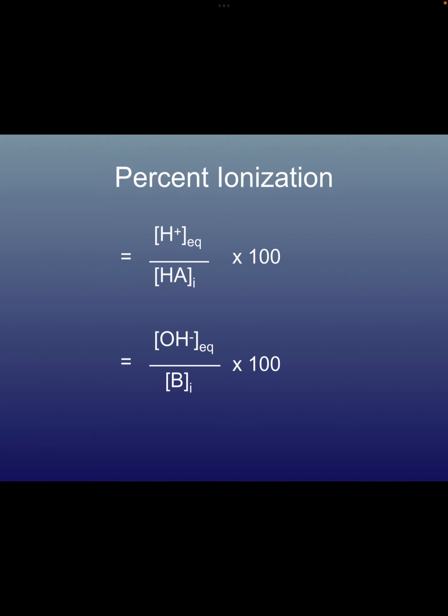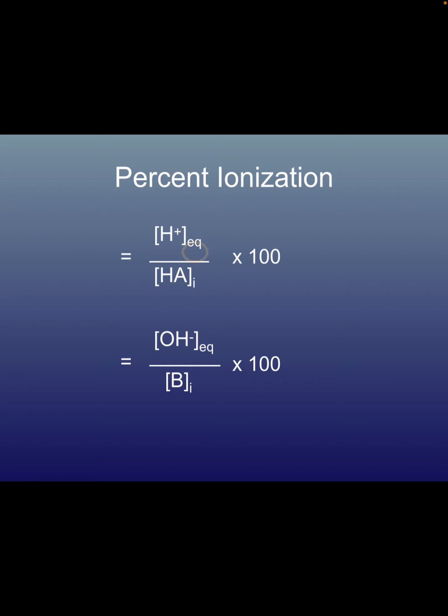So percent ionization is very similar to other percentages that you may have seen in math. It looks at the concentration of the ions produced compared to the concentration of the parent acid or base, times 100 to make a percentage. So if we're dealing with an acid, we're doing the hydrogen ion concentration over the acid concentration times 100. If it is a base, we're doing the hydroxide ion concentration over the base concentration times 100.